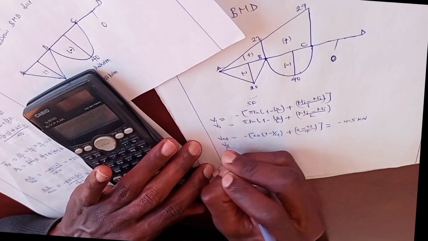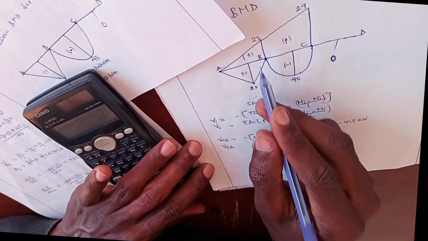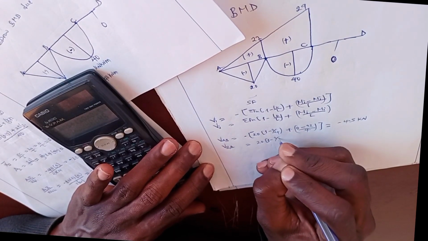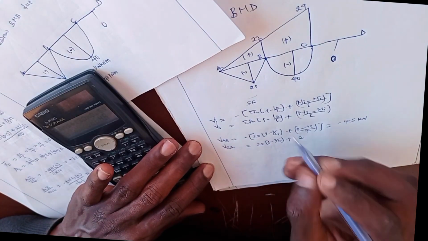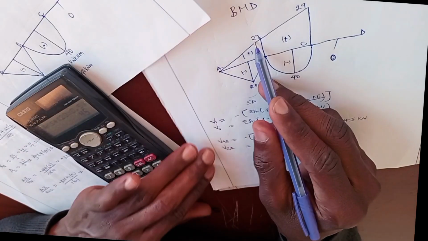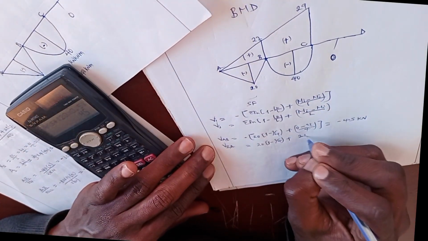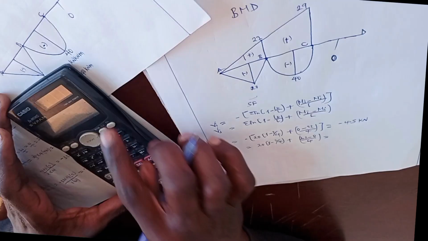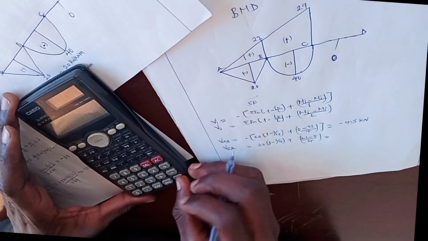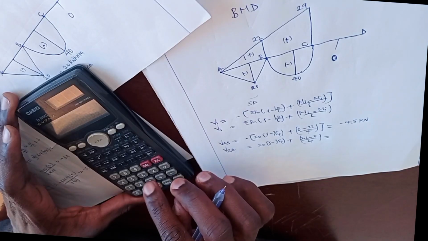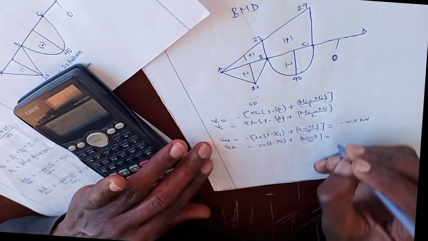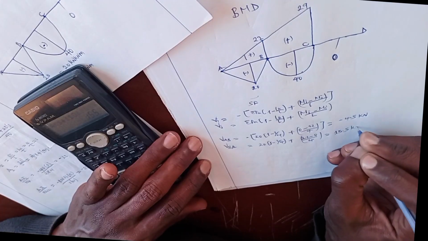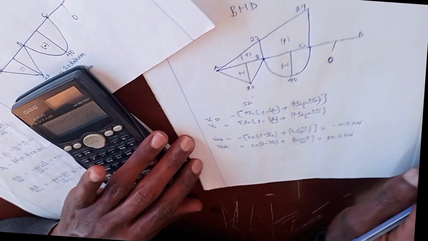Now, for member BA, it will be equal to Fn, which is 20 times 1 minus 2 over 4, plus Mj, this one, 22, minus Mi, which is equal to 0. 22 minus 0 over 4. It will be equal to 22 divided by 4 plus 10. It will be equal to 15.5 kilonewton.